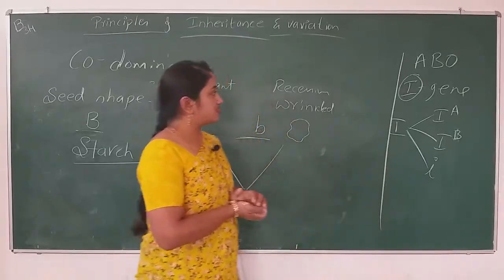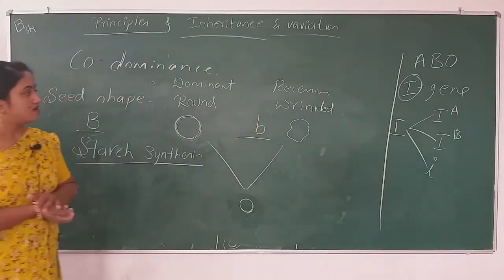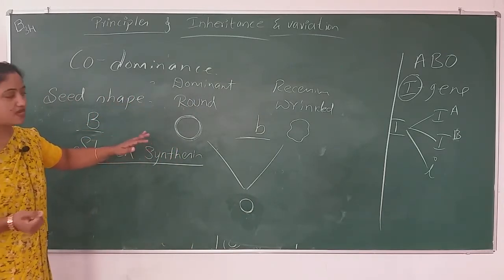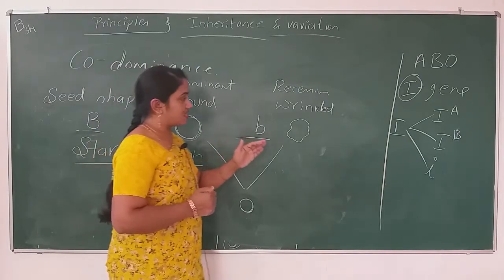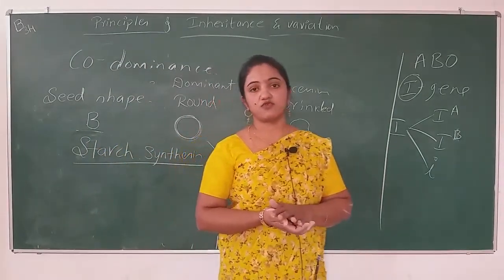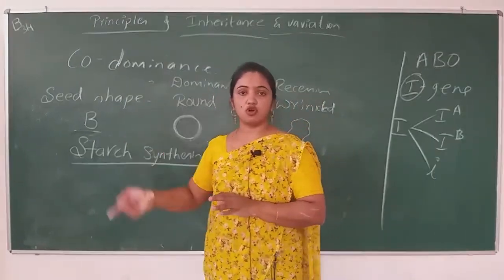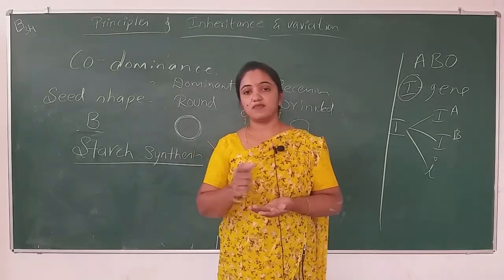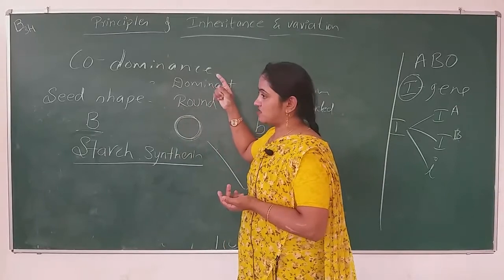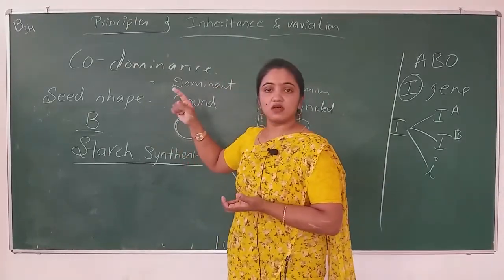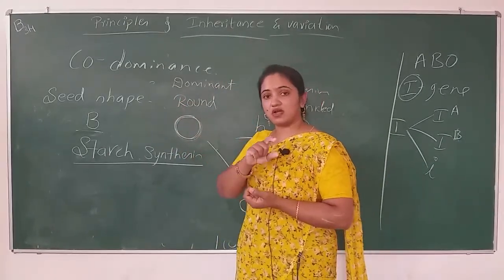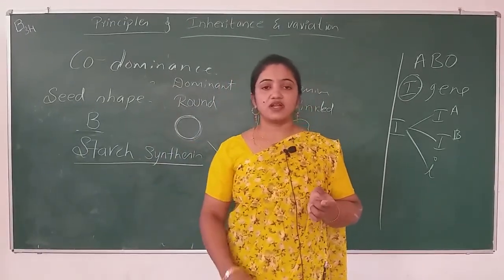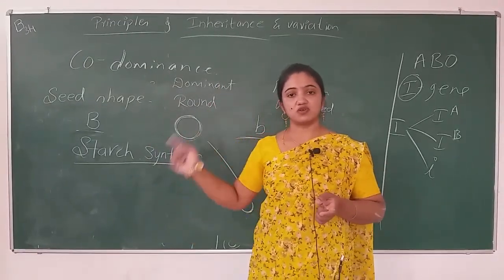Okay. By this, you have to understand and make out this concept, and they'll ask you for 3 or 5 marks. Codominance will be for 5 marks or 3 marks. Remember, in the examination they'll ask you to write a detailed account on codominance. Don't forget to learn all these concepts.